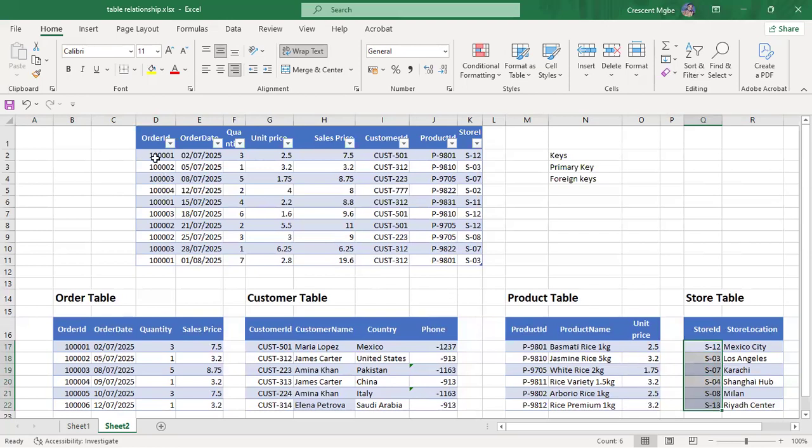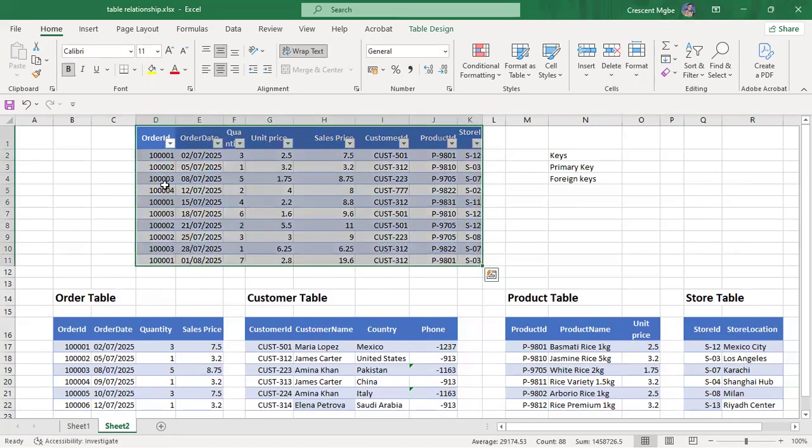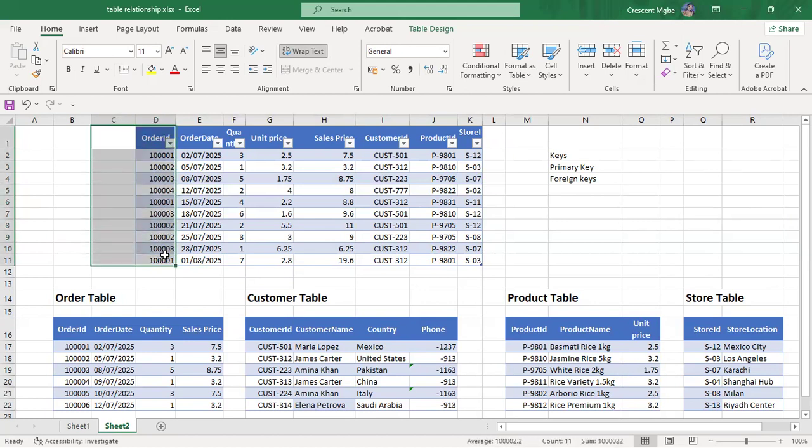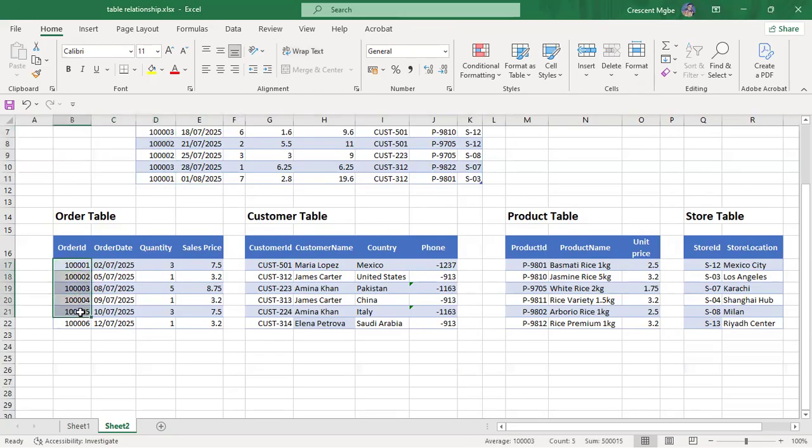Now let's come here and check. This is 101, 02, 03, 04, 01. Oh, 01 has duplicated itself here. So therefore, this is not a primary key. This is what? Foreign key. Foreign keys can duplicate as many times as possible. Look at 001, this is 001, this is 001, this is 003, this is 003, this is 002, 002. Therefore, this is the foreign key, and this is the primary key.